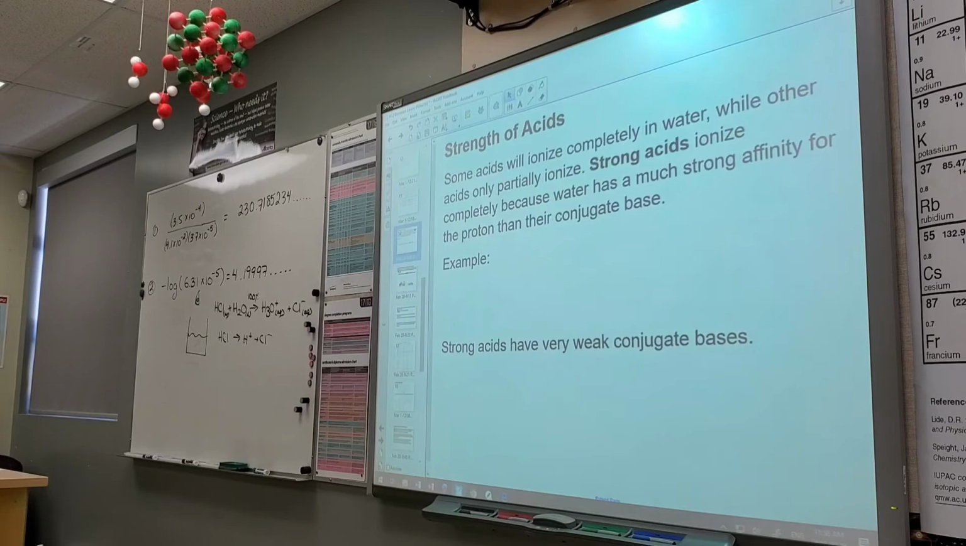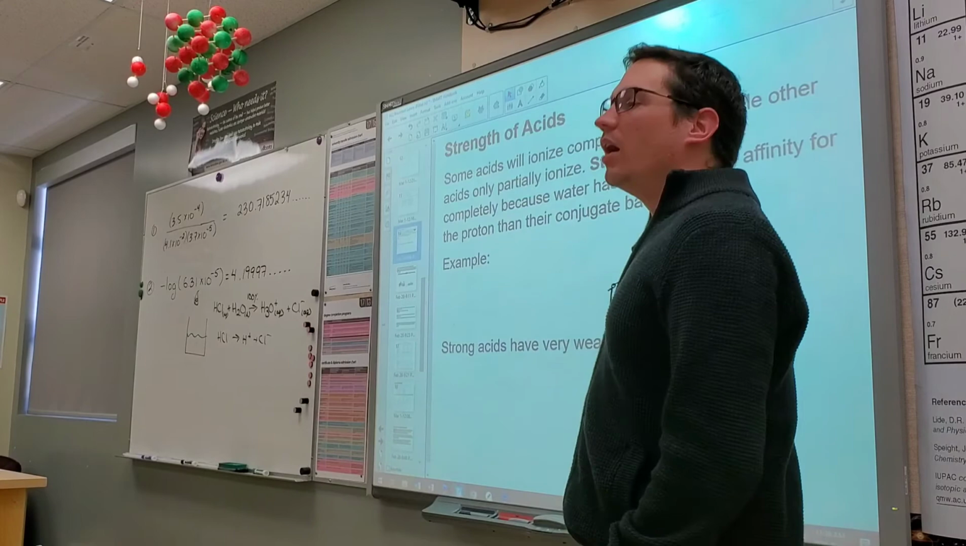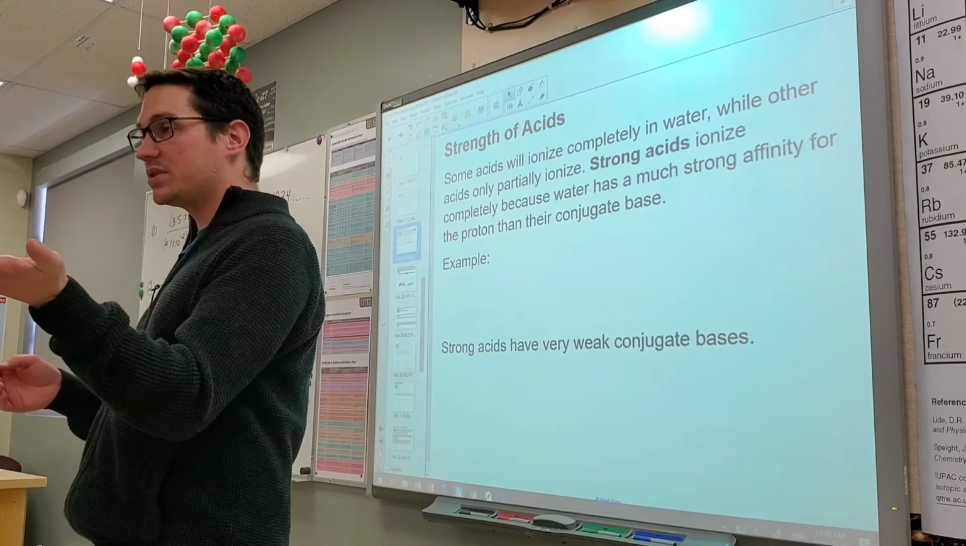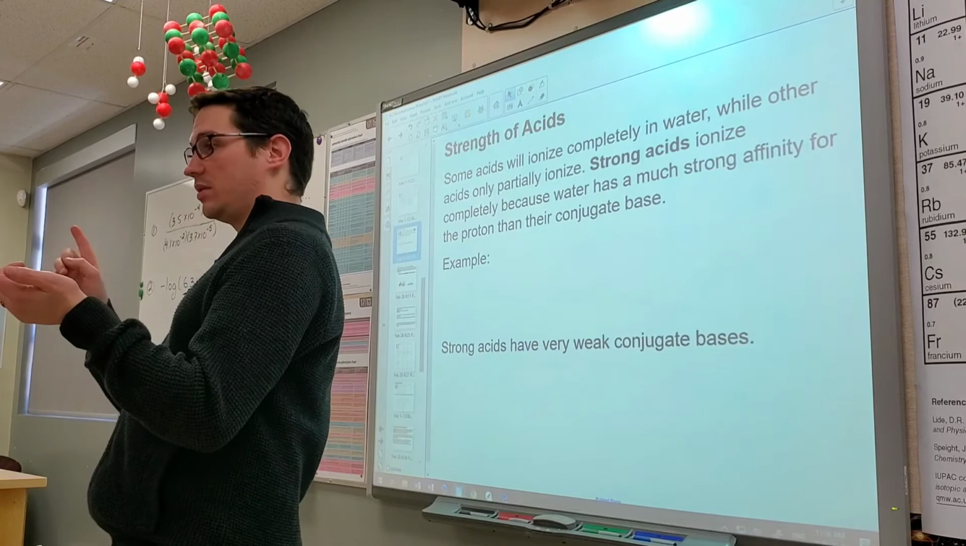If you can listen to me or not listen to me, it doesn't really matter. Monoprotic means an acid or a base that can either accept or donate, depending on if it's an acid or a base, just one proton. That's what monoprotic means, okay?